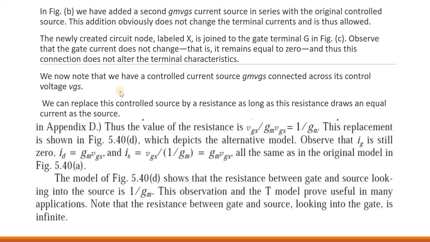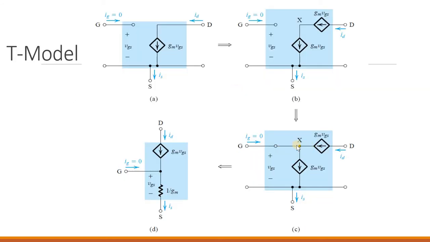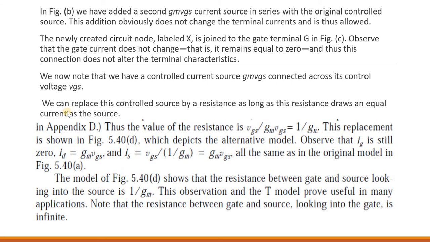So we now note that we have a controlled current source Gm VGS connected across its control voltage VGS. This current has been controlled across VGS. Now we can replace this controlled source by a resistance, as long as this resistance draws an equal current as the source. That is why it has been replaced by a resistance, small letter Rs, which is nothing but 1 over Gm. So what is the value of this resistance?